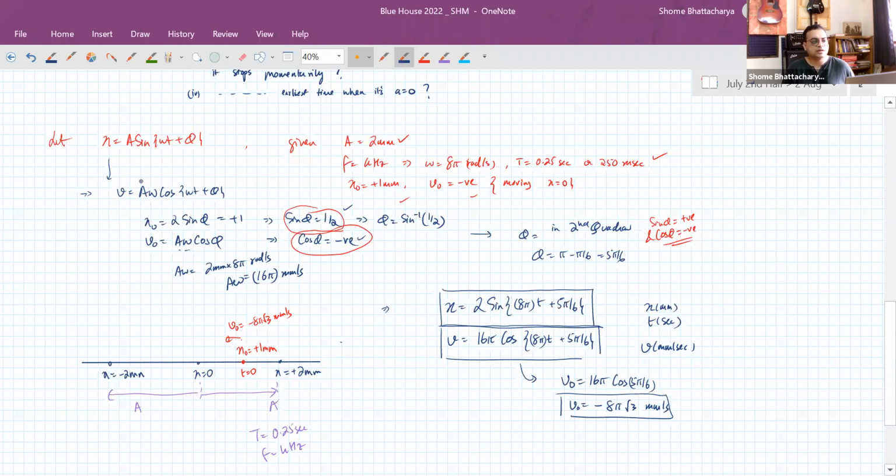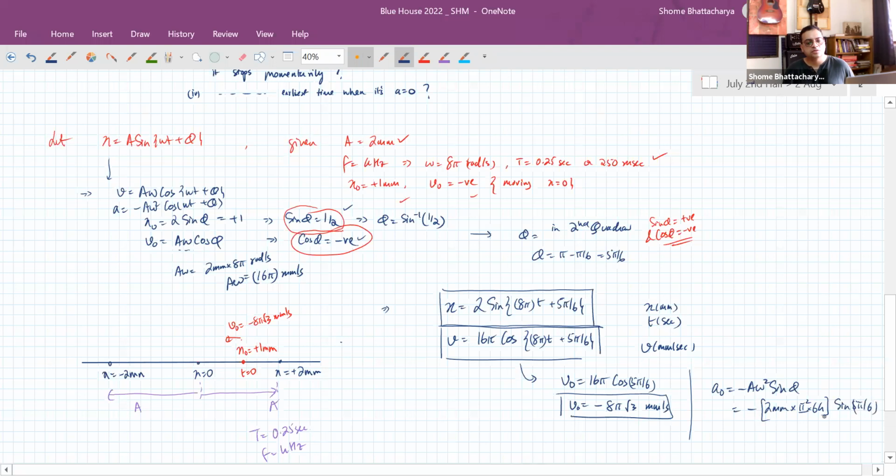Okay, so also from this you can see that acceleration will be minus a omega square sine of omega t plus phi. So though the question is not asked, but initial acceleration is minus a omega square sine phi. So it is minus of 2 millimeter into pi square into 64 into sine 5 pi by 6. So the acceleration is positive, interestingly. Because the displacement is positive, so the acceleration is, sorry, the acceleration is negative. Okay. So the acceleration also points towards the mean position.